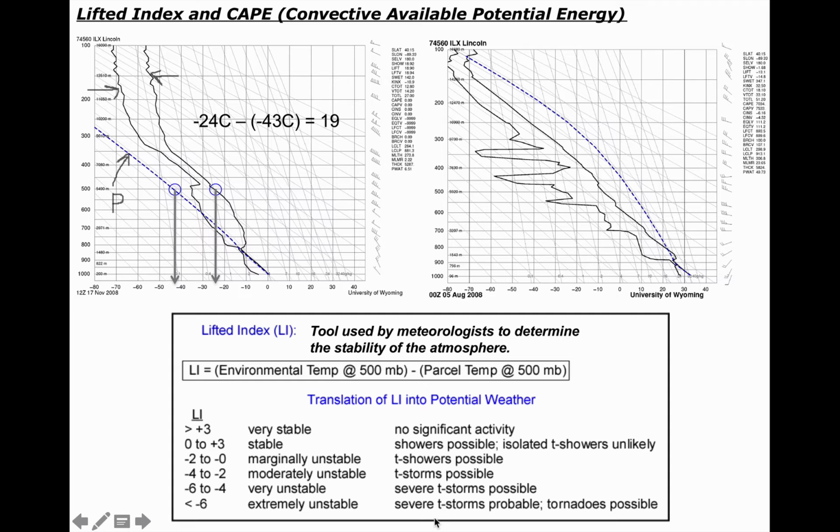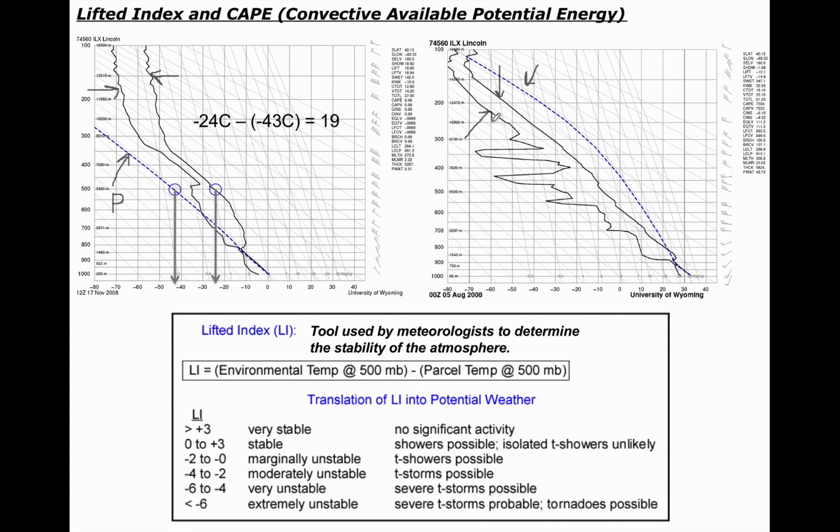Positive lifted index values, no thunderstorms. Negative, that's when we get thunderstorms. So let's take a look at that example. Go over to the sounding that's on the right. This was on the 5th of August, 2008. Look at your parcel line. That would be the blue dashed line that you see right here. The temperature of the environment, that's this line in here. And the dew point of the environment is right here.